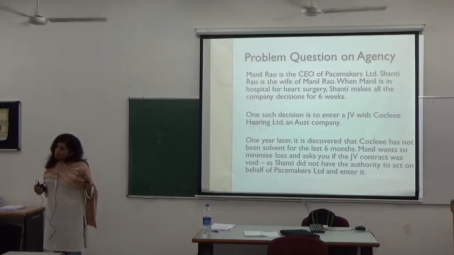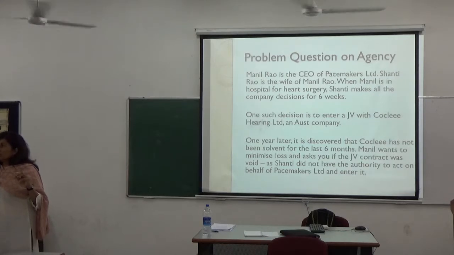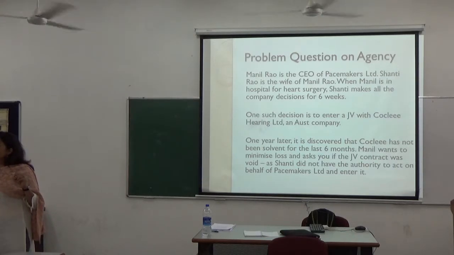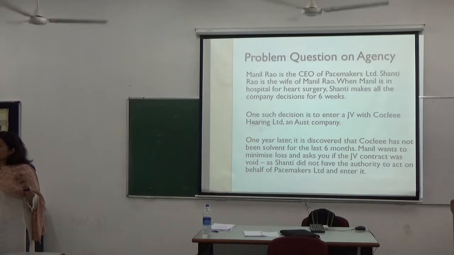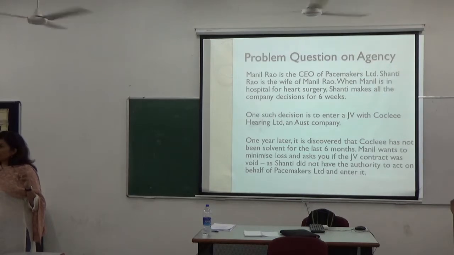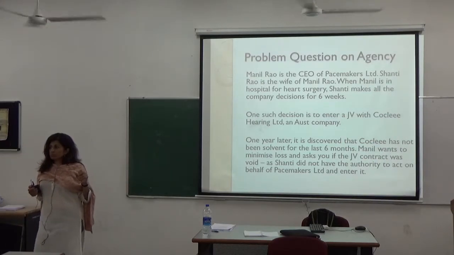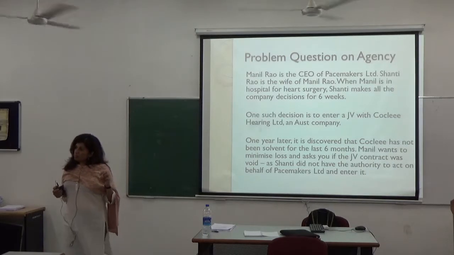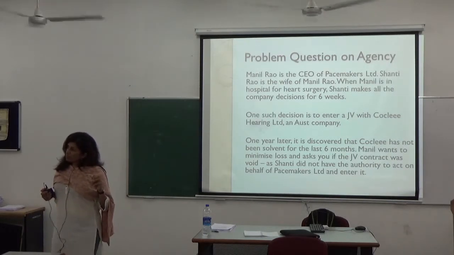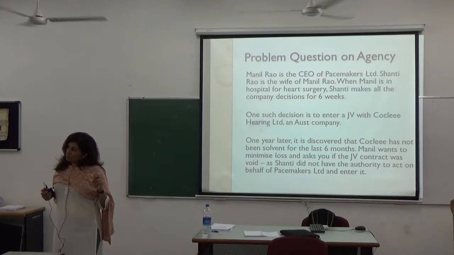He's allowed to do the work and make the company decision for the last 6 weeks. So, no, would the company be liable? Sorry? Why not? Because Shanti is authorized to do the work. She is authorized to do it. Who authorized her? That is her husband. But she is already taking decisions for the last 6 weeks. So it's deemed to be that she is the real owner of that. She is working in the place of the CEO.